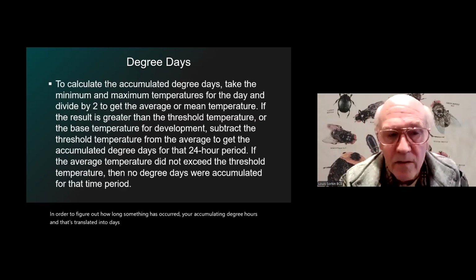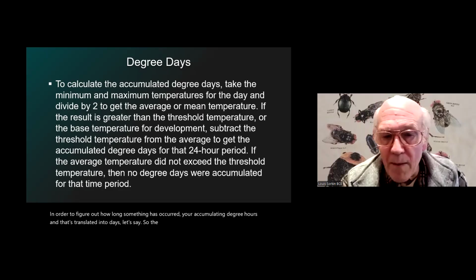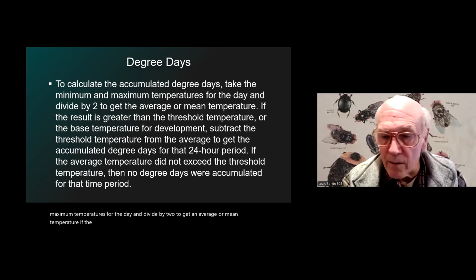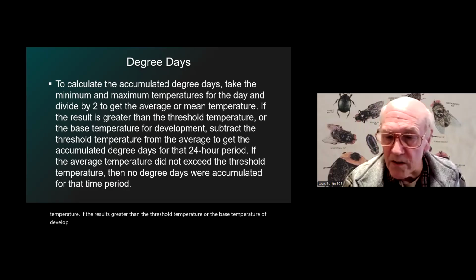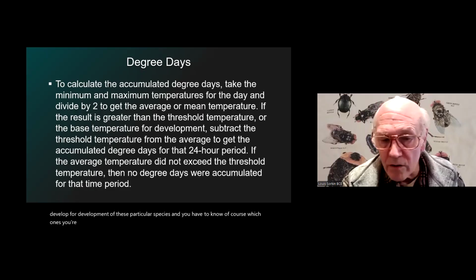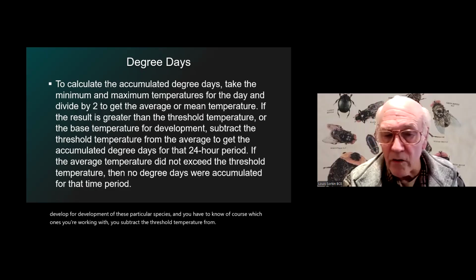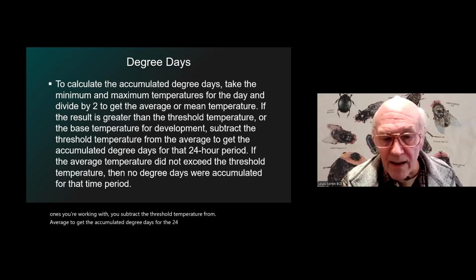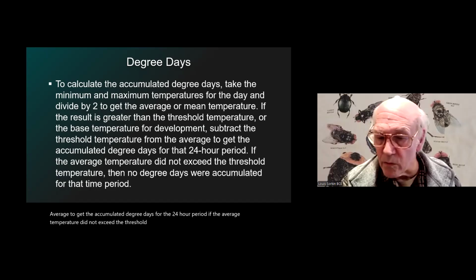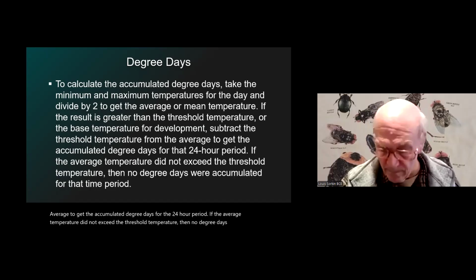For the degree days, you take the minimum and maximum temperatures for the day and divide by 2 to get an average or mean temperature. If the result is greater than the threshold temperature, or the base temperature for development of these particular species, and you have to know, of course, which ones you're working with, you subtract the threshold temperature from the average to get the accumulated degree days for the 24-hour period. If the average temperature did not exceed the threshold temperature, then no degree days were accumulated for that time period.